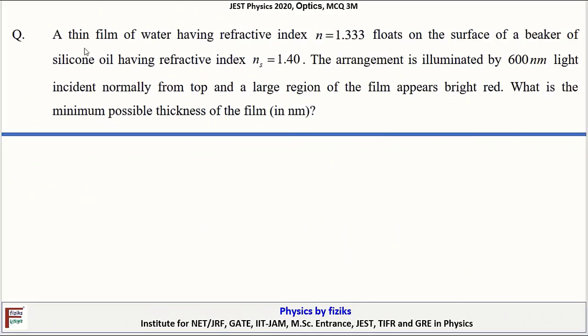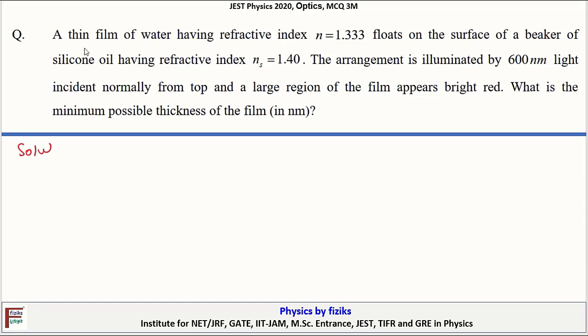This is a 3-mark NET problem, numerical aptitude type problem, where we have to determine the values. So let us read the statement of this problem. A thin film of water having refractive index n equals 1.333 floats on the surface of a beaker of silicon having refractive index ns equals 1.40. The arrangement is illuminated by 600 nanometer light incident normally from the top and a large region of the film appears bright red. What is the minimum possible thickness of the film?